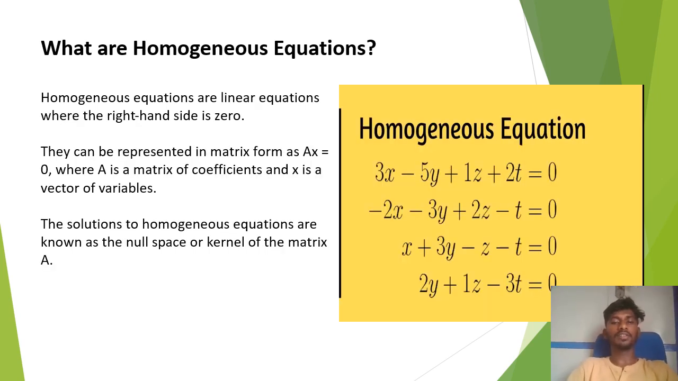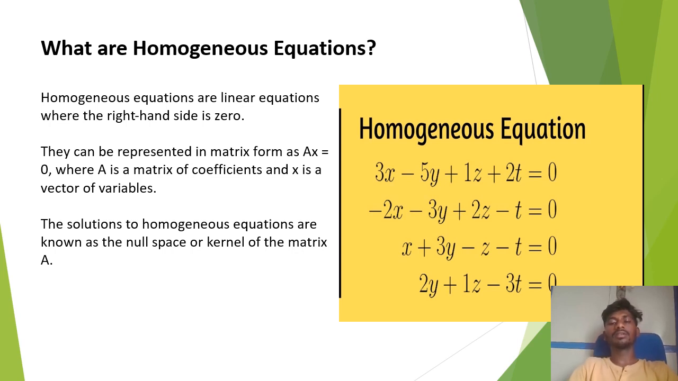What are homogeneous equations? Homogeneous equations are linear equations where the right-hand side is 0. They can be represented in matrix form as Ax equal to 0, where A is a matrix of coefficients and x is a vector of variables. The solution of homogeneous equations is known as the null space or kernel of the matrix A.